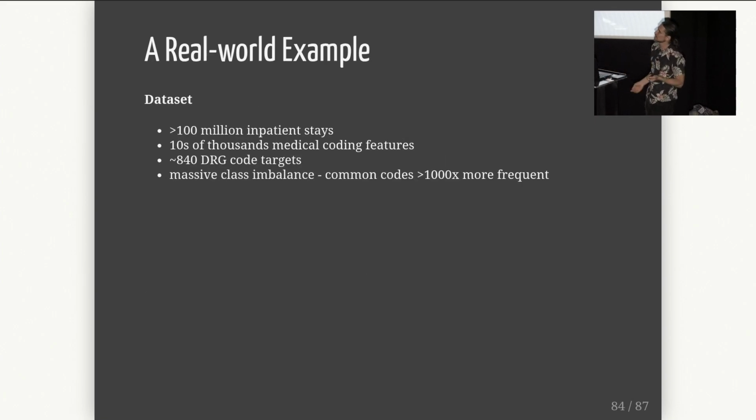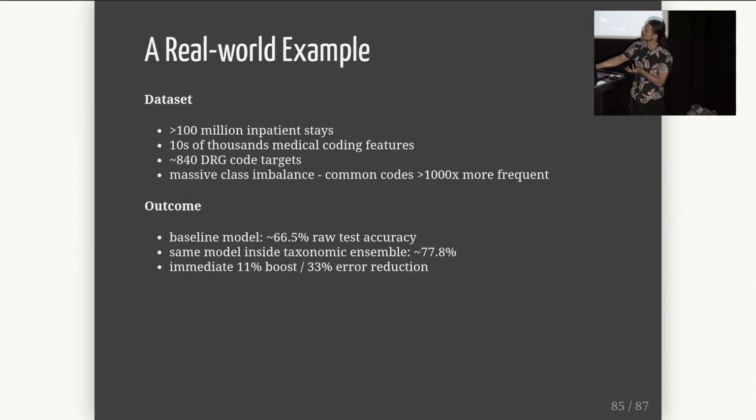Our data set here is over 100 million inpatient stays, with tens of thousands of features because we've got diagnosis codes and those ICD-10 procedure codes. So tens of thousands of possible features and 840 classes. Massive imbalance: the most common DRG, like a hip replacement, is multiple thousand times more common than the least common. So it's kind of a tricky problem.